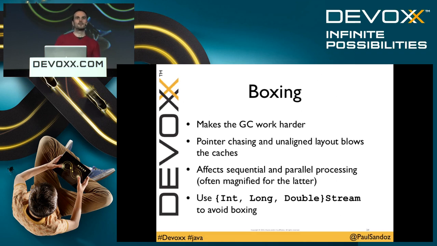Boxing is obviously a problem at the moment. We'd love to get rid of boxing if we could. It makes the GC work harder. There's all sorts of pointer chasing and unaligned layout blows the caches. Brian talked about this a lot about Project Valhalla and stuff like this. And it can affect sequential and parallel processing, and the drop in performance can be astonishing. It really can, either sequentially or in parallel. That's why we have the int long double streams to avoid the boxing.